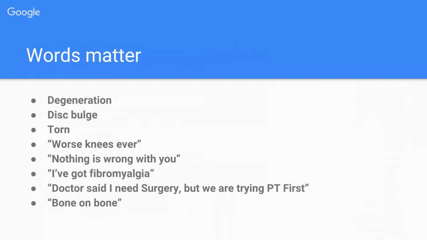So starting even in the subjective history, you need to be careful of using these damaging or harmful words. We want to make people better. We don't want to make people worse. And language does matter.